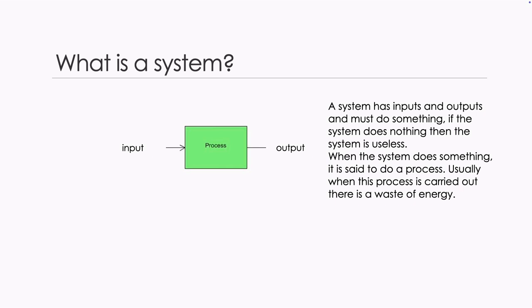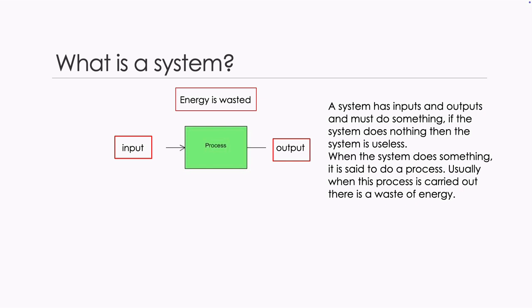A system has inputs, performs a process. Usually the process wastes some kind of energy such as heat, noise, etc. and delivers an output. A system has inputs and outputs and must do something. If the system does nothing, then the system is useless. When the system does something, it is said to do a process. Usually when this process is carried out, there is a waste of energy. A process can be anything like cleaning dishes, vacuum, floor, process data, capture image, etc.